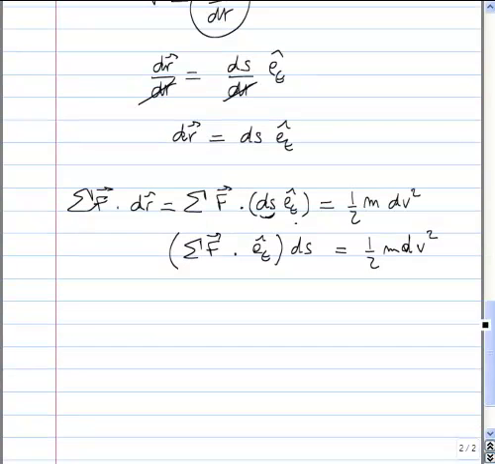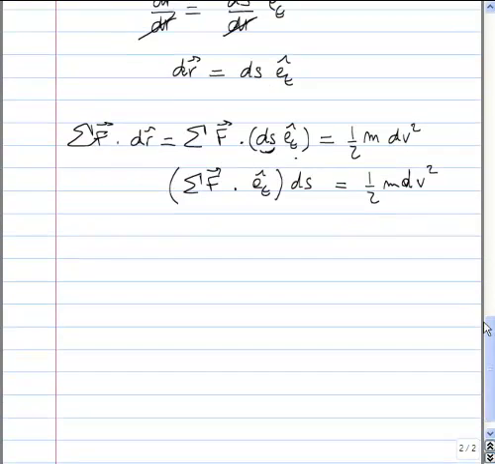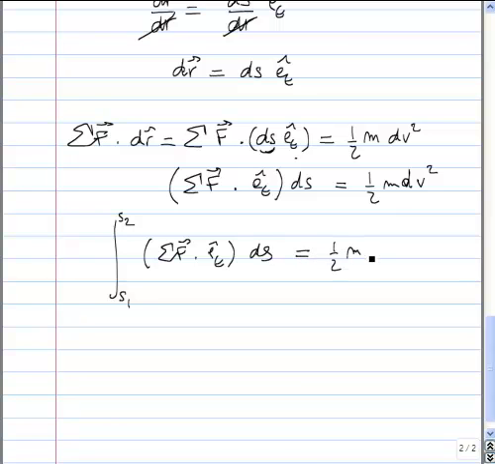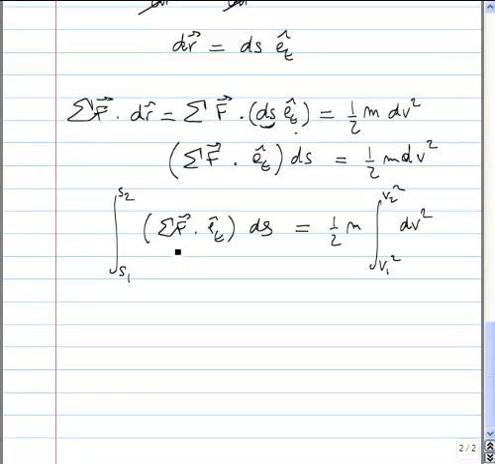We can integrate this the same way as we've done earlier. Now we integrate between S1 and S2. Sum of the forces dot et along the path ds is equal to 1/2 m, we integrate between v1 squared and v2 squared, d v squared. Now look, here we're taking the dot product of the sum of the forces with et. Therefore, if you remember, that's how we define Ft.